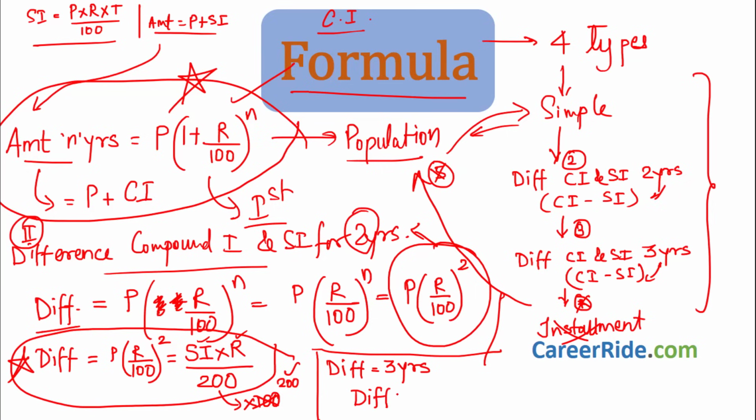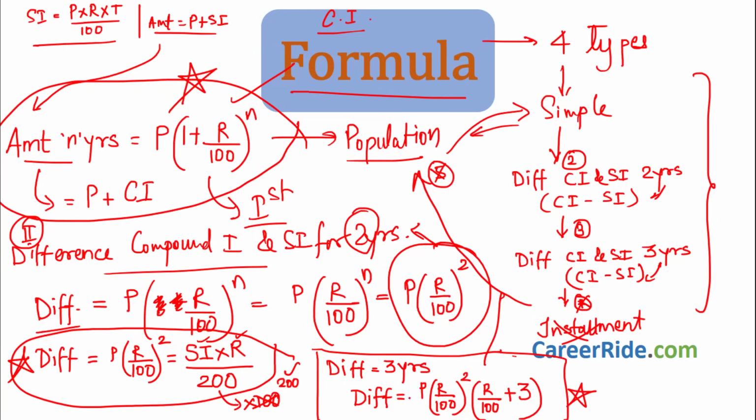Difference will be equal to, now for 3 years, that means after 2 years comes the third year. So first write down the equation for 2 years. It is P into R upon 100 the whole square, multiplied by, because now we have to find for 3 years, R upon 100 over here. Okay, how many years is the difference? 3 years, so just add 3 over here. This is the answer. So this is the formula. This is the third formula.